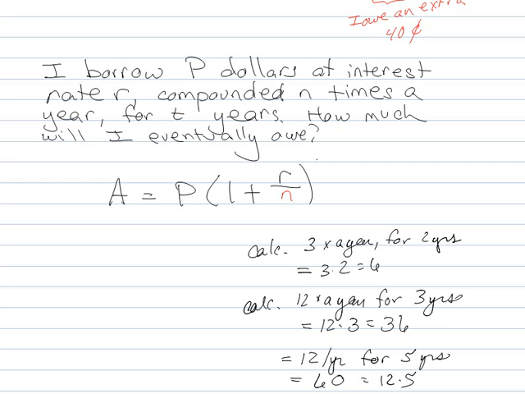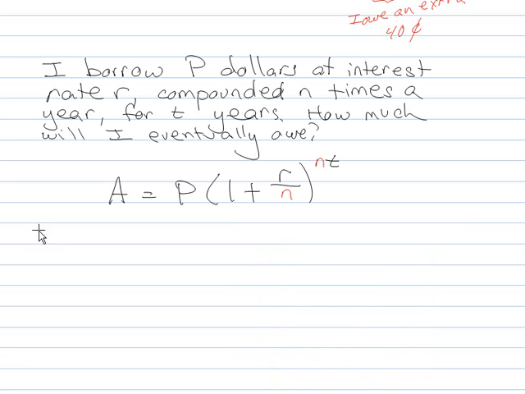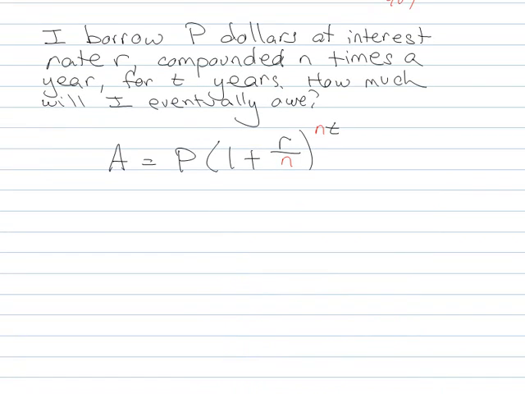So instead of just the number of years, it's the number of compounding periods times the number of years. So, 3 times a year for 2 years, 12 times a year for 3 years, 12 times a year for 5 years. That's the total number of times that we're calculating interest. So we have to include all of that. Okay? So this is your new equation. This can really mess things up.